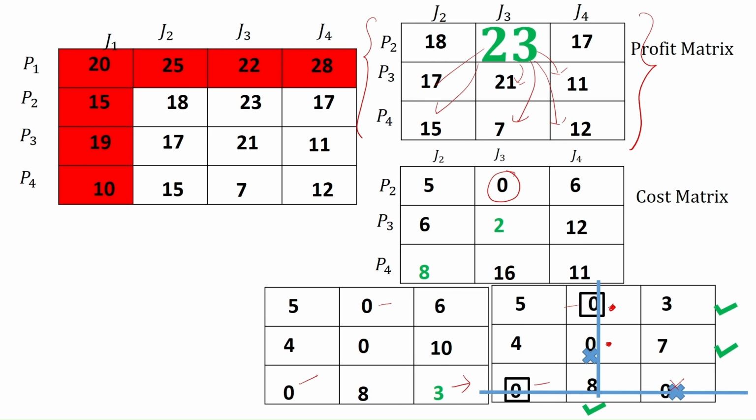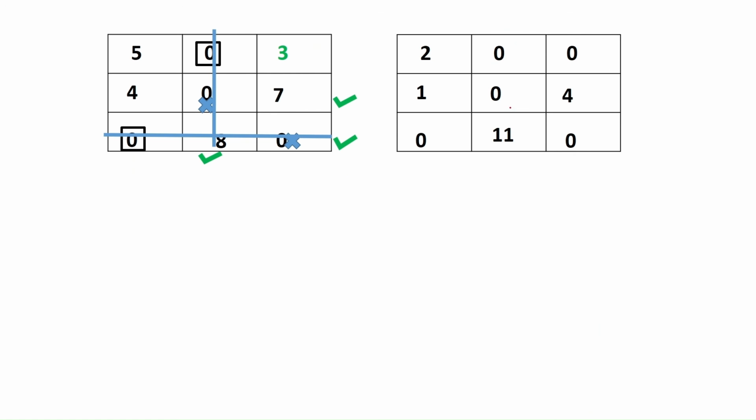Now I look for the minimum element that is not on the lines. So the minimum is 3. So what do we do with this 3? I subtract this 3 from every element that is not on the line. So 5 is not on the line, so I would get 5 minus 3, that is 2. See this 4. 4 minus 3 is 1. 7 minus 3 is 4.